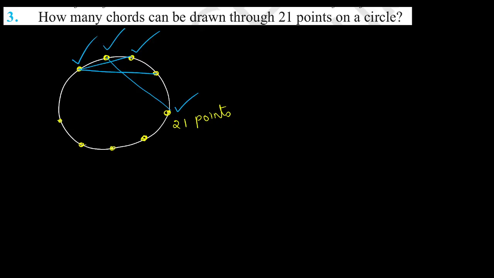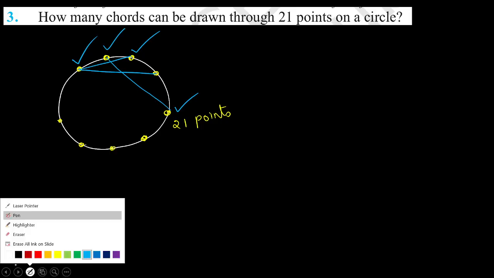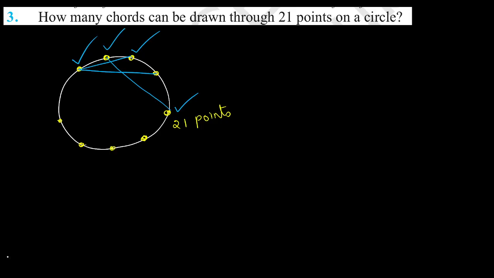So the number of chords means in how many ways I can select 2 points. If I select 2 points, we get a corresponding chord. Total 21 points are available. I want to select 2 points for a chord. So in how many ways can I select 2 points? 21C2 ways. This is the number of chords.